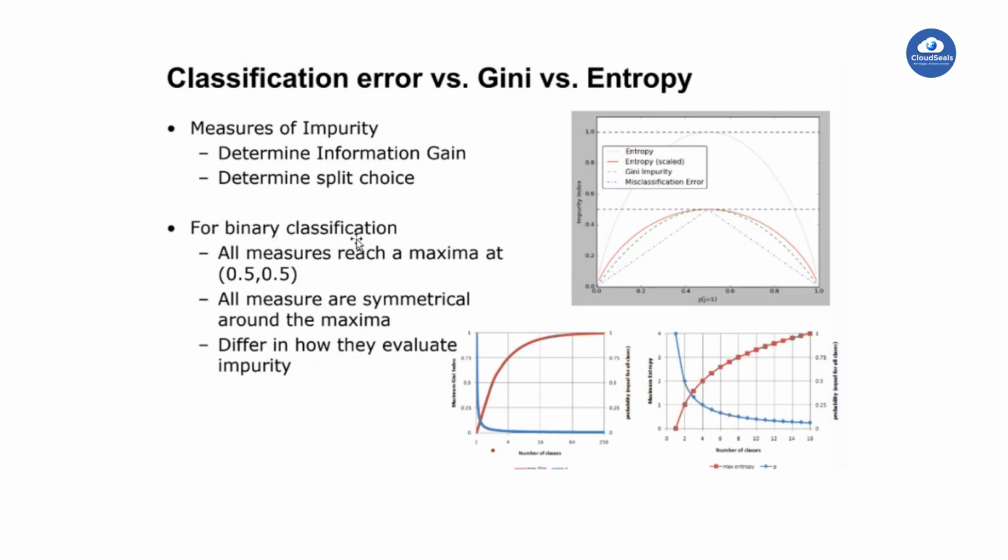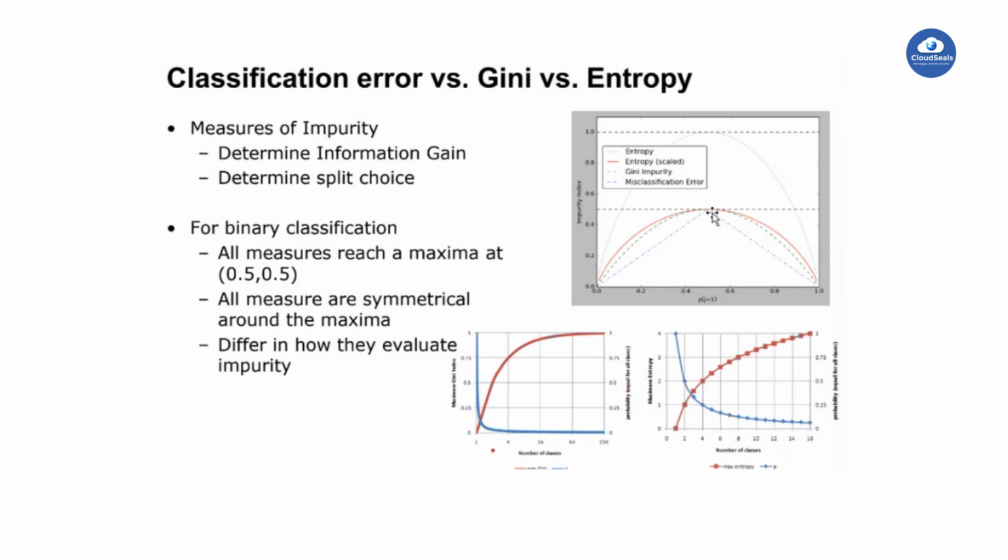See, if it is a binary classification, the threshold value is always 0.5. Whether we have the range always 0 to 1, if it is a binary classification, the threshold value is 0.5. That is the maximum. All measures reach a maximum at 0.5. All measures are symmetrical around the maxima.